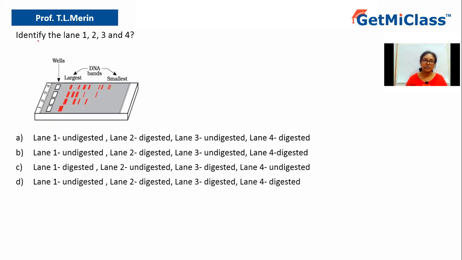So let us understand the question. It says identify lane 1, lane 2, lane 3 and lane 4. You have to identify these lanes, like this is lane 1, this is lane 2, this is lane 3, lane 4. So first of all, what is this? This is a method of isolation of DNA fragments, and this method is called gel electrophoresis.